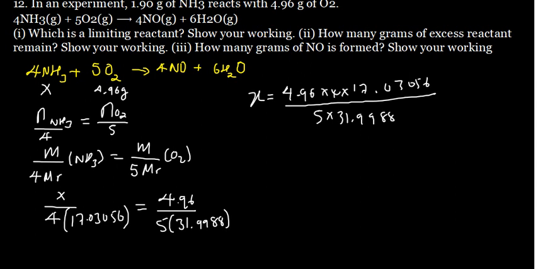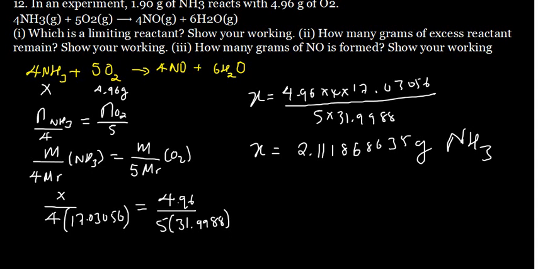4.96 multiplied by 4 multiplied by 17.03056 divided by 5 times 31.99. So x is giving me 2.11868635 grams. So this is the mass of ammonia that is supposed to react with a given mass of oxygen.